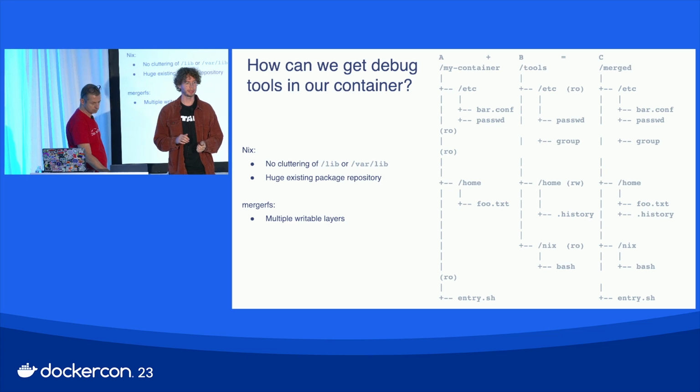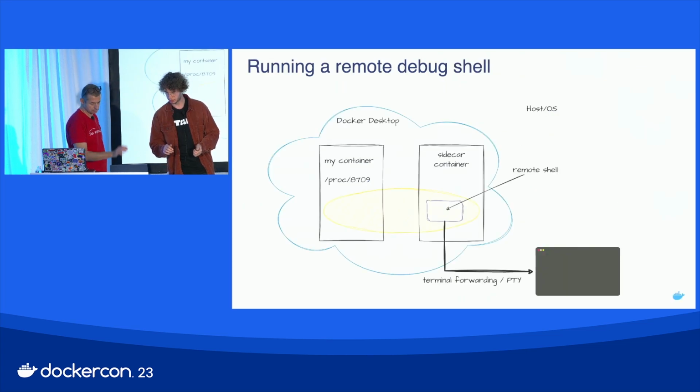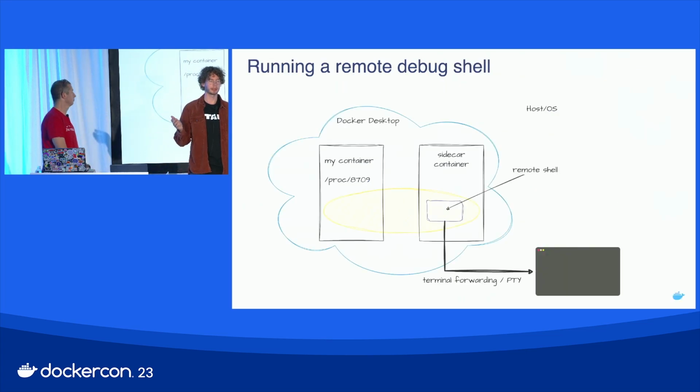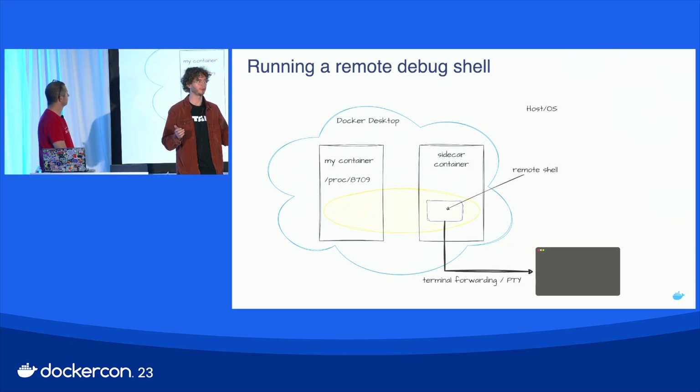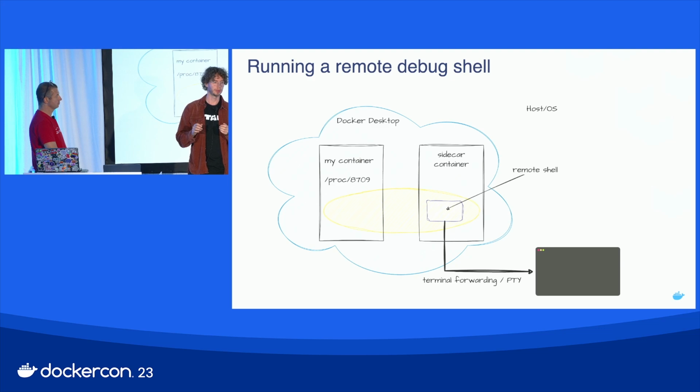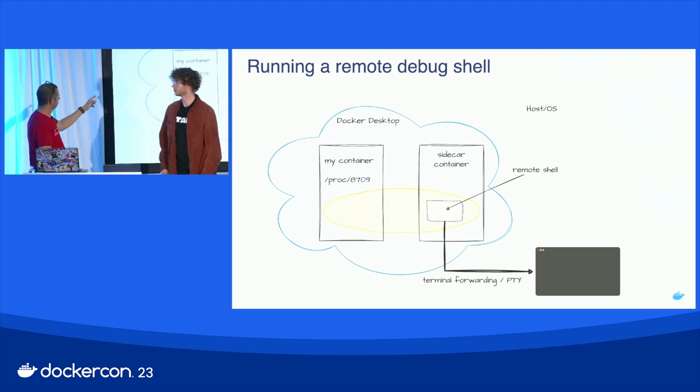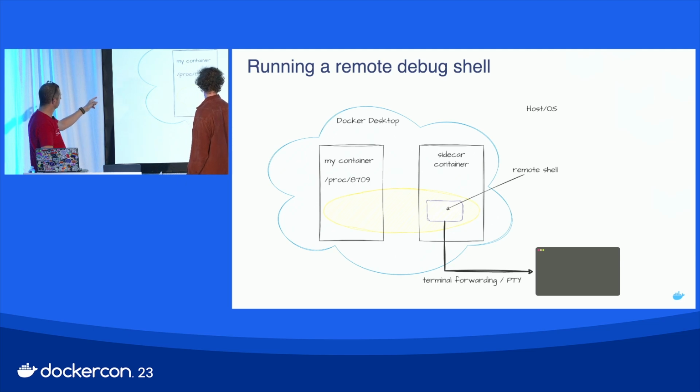And the third piece in the equation is running the shell process and doing some PTY forwarding magic to get it on the host, because we are still running in the Docker Desktop VM. And that's basically it.